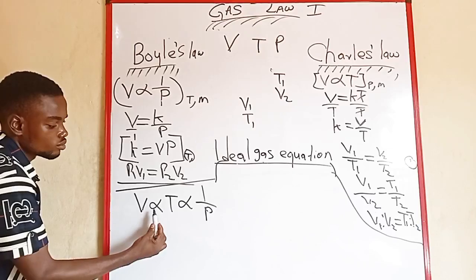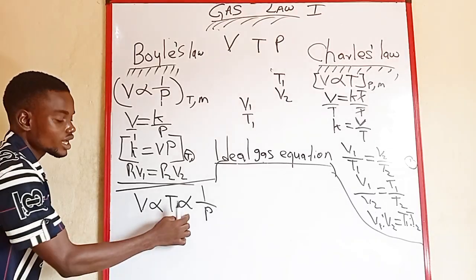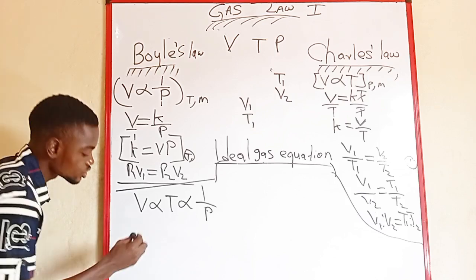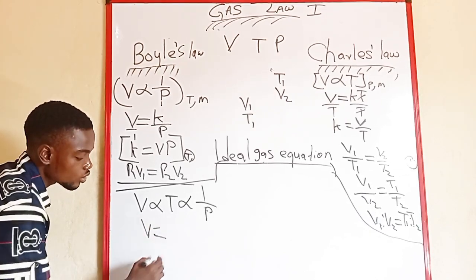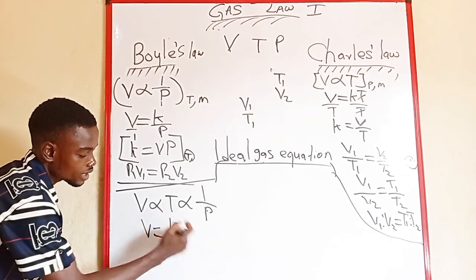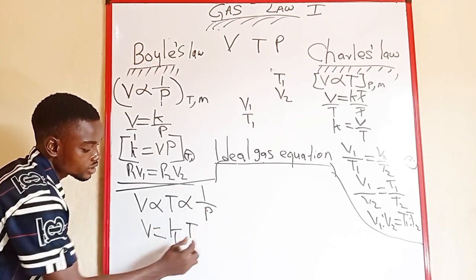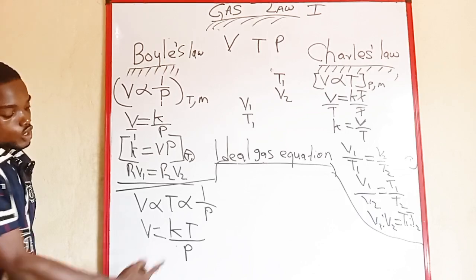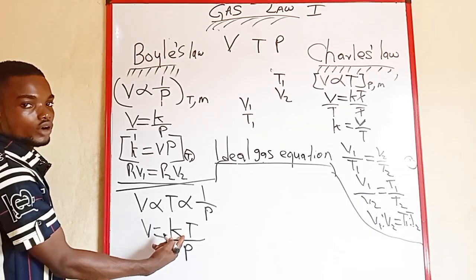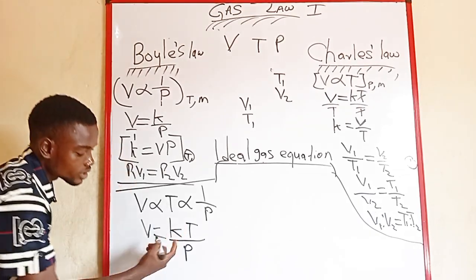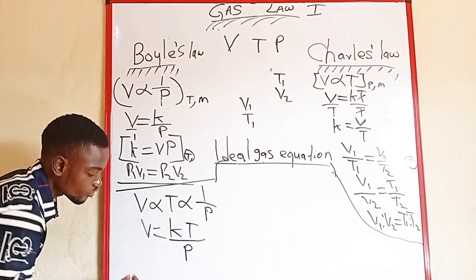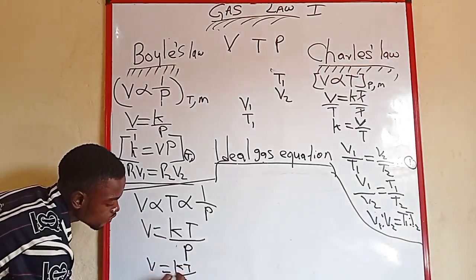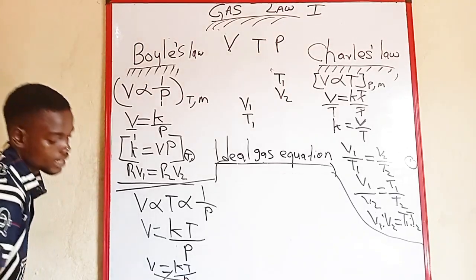So now I'm going to remove this proportionality sign and introduce an equal sign and just one constant, so that V is now equal to one constant multiplied by T multiplied by 1 over P. We still want to know the value of the constant K, so we make K the subject of the formula. We have that V equals KT over P, whereby we cross multiply.